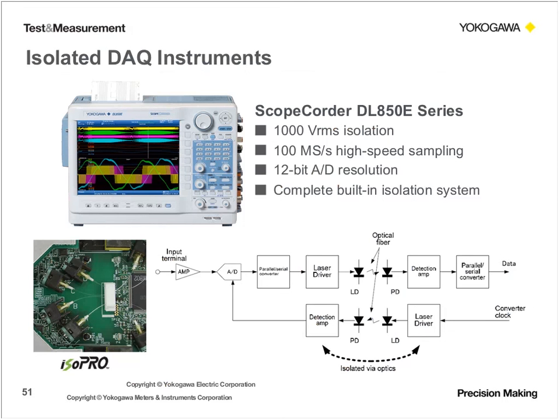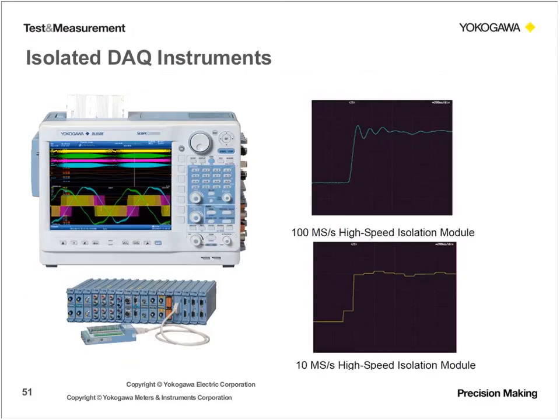So one of the solutions that we implement here at Yokogawa, we have what's called the ScopeCorder DL850E series, which implements the types of isolation systems that I talked about earlier, namely channel-to-earth isolation, channel-to-channel isolation, and module-to-module isolation as well. So we really have a good mix of isolation and A to D converter, 12-bit resolution to give you that good dynamic range as well as that good isolation barrier.